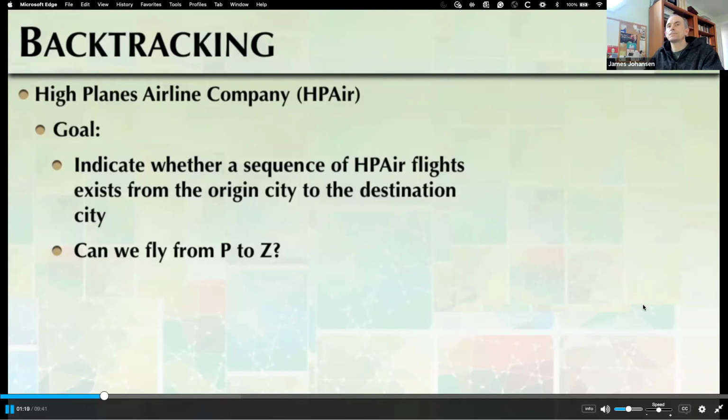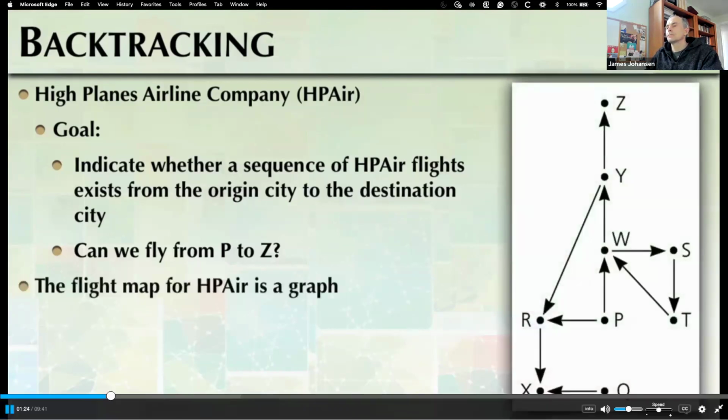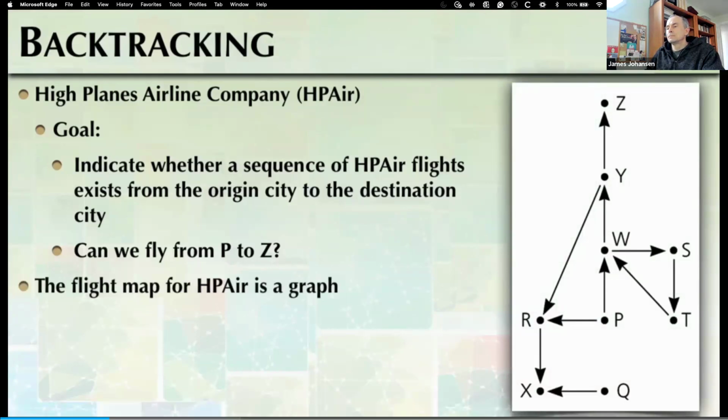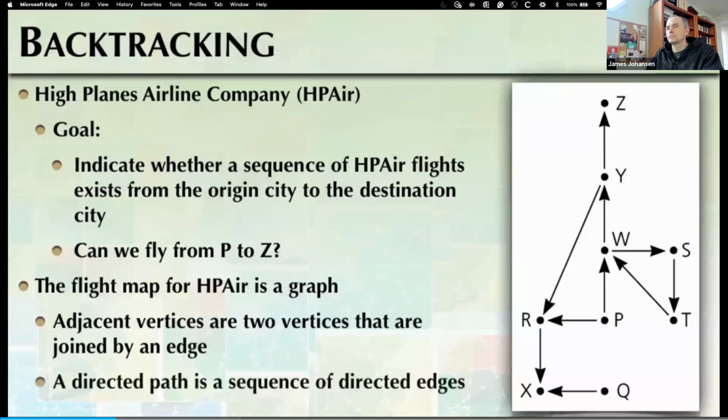We fly from city P to city Z. Now, here's a map of HP Air. You could consider it a graph or a directed graph. Adjacent vertices are two vertices that are joined by an edge, and we have a directed path between each of the different cities. So these letters or dots represent our cities, they're vertices in the graph. And we have a directed graph because we can only fly in one direction along each of these lines. For example, we can fly from P to R, but we're not able to fly from R to P because the directed graph goes in the direction P to R.